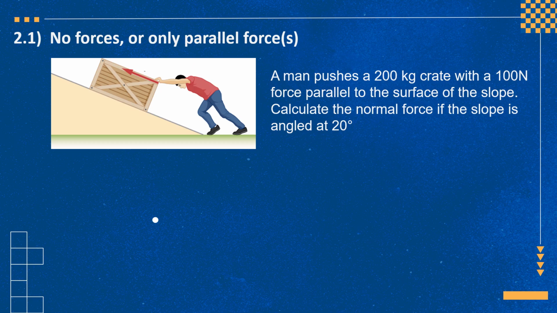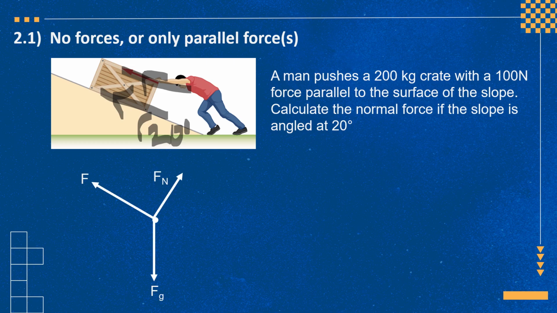So here is an example of what we've just discussed on the previous slide. A man pushes a 200 kilogram crate with 100 Newton force parallel to the surface. So there's your applied force, and that is definitely parallel to the surface. Calculate the normal force if the slope is angled at 20 degrees. So that angle is 20 degrees. Our first step is always to draw a free body diagram.